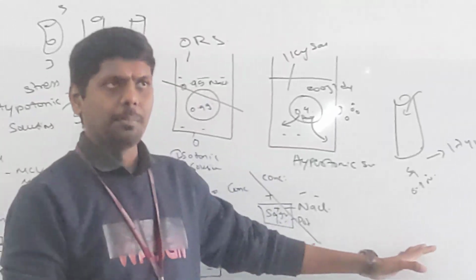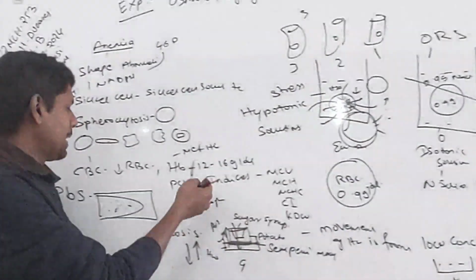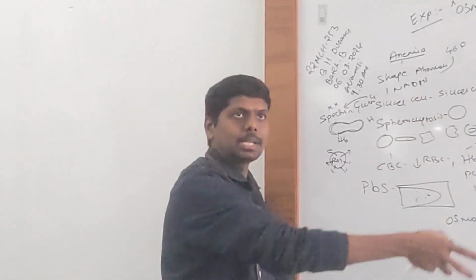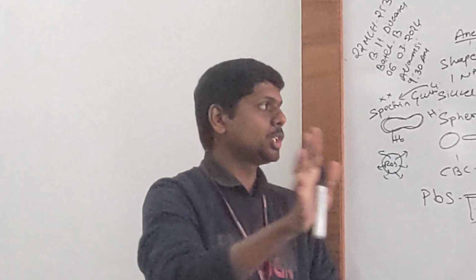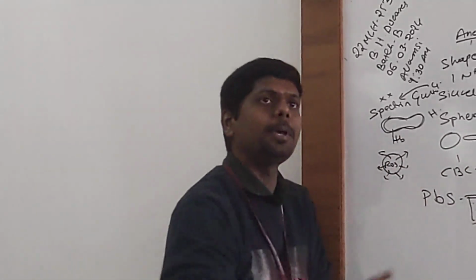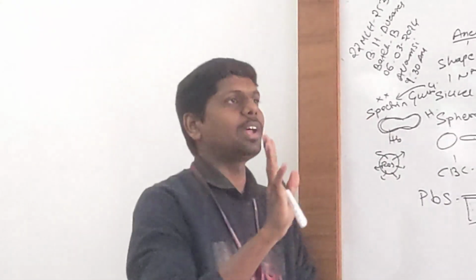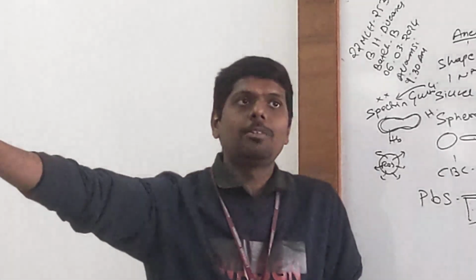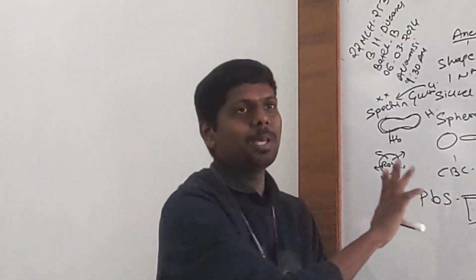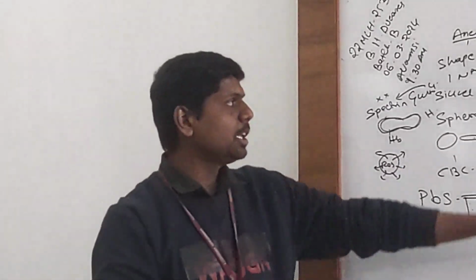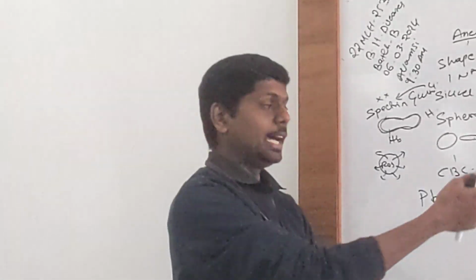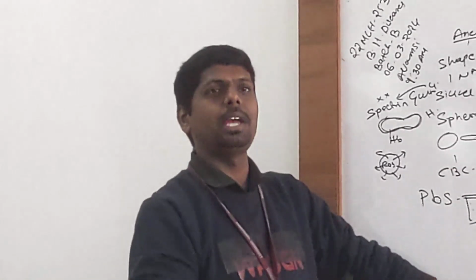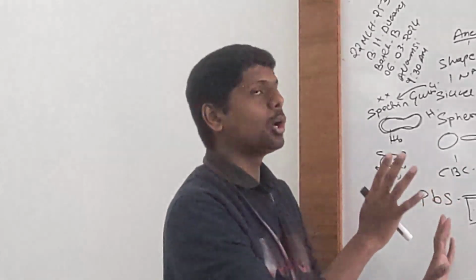So why is this test important? For checking any RBC shape abnormalities, this is a very simple test. You don't even require a microscope. Just do the osmotic fragility test and take the values, whether they are normal or abnormal. If the values are abnormal, then you can do a PBS and go for further investigations. This is the simplest technique to identify any hereditary disorders.